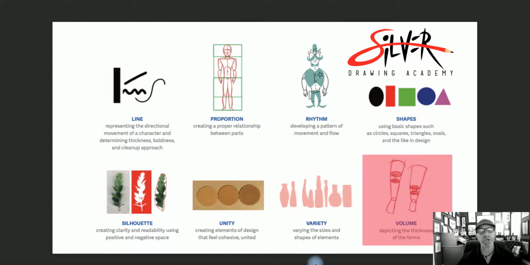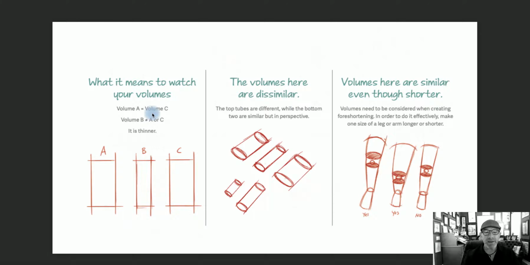Okay, for today's lesson, we're going to work on volume, and this is going to be a short lesson for you here, but it's very simple, just a concept, and that's why my hope is that it will be easy as you're working on this. And that's really just depicting the thickness of the forms. So what I mean by that, when we look at volume A, we can see that it equals volume C, but we can see B is just a lot shorter through there, or these volumes become dissimilar just because of the thickness that's happening through there.